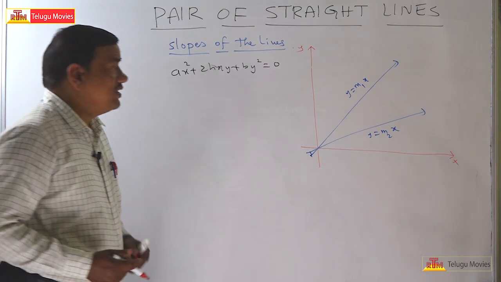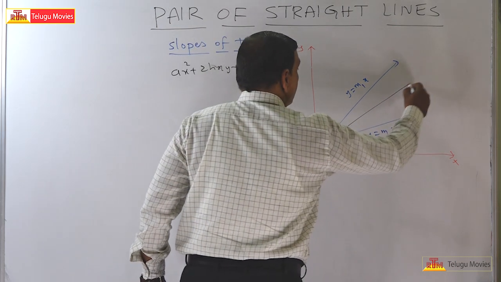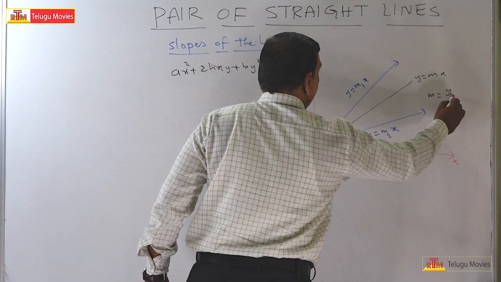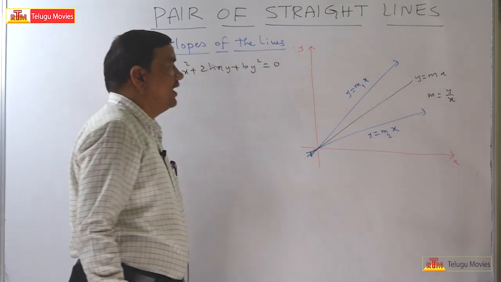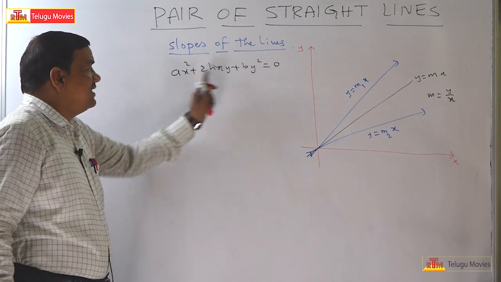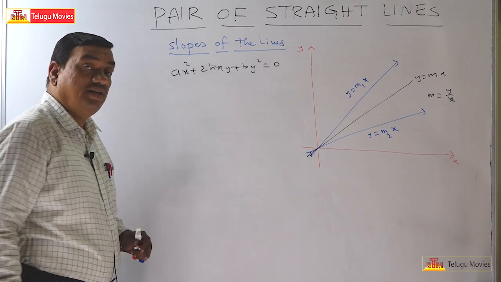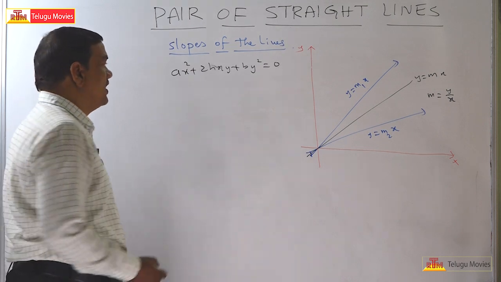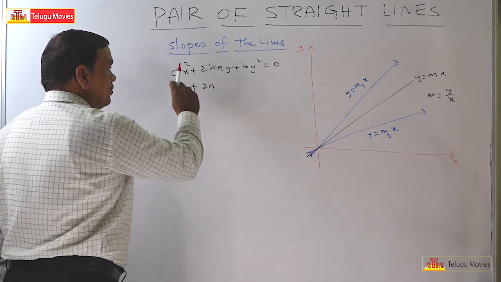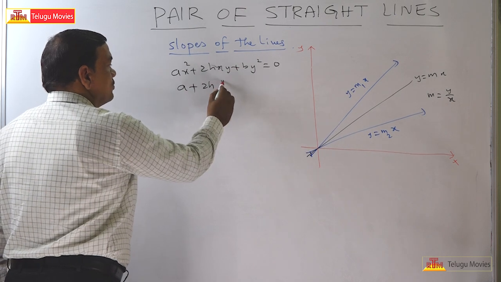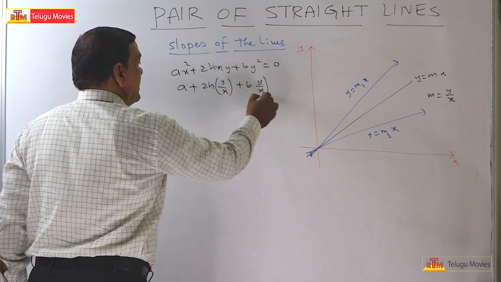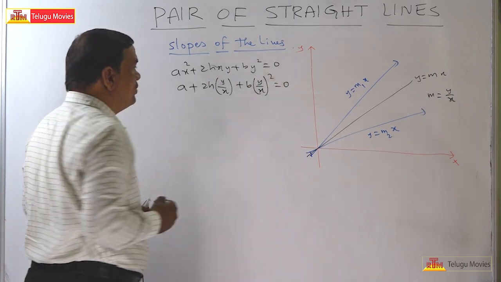We know that the general form of any line passing through the origin is y is equal to mx. Therefore, m is equal to y by x. So divide this equation by x square and let us see what happens. This is a plus 2h into y by x, plus b into y by x whole square is equal to 0.